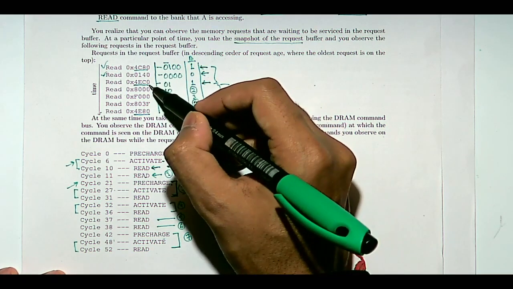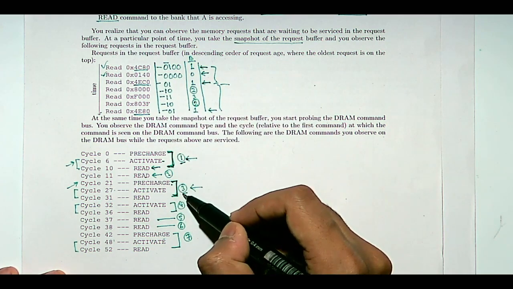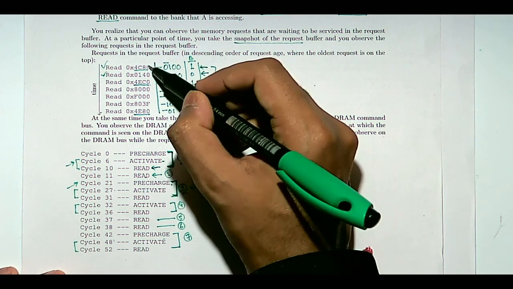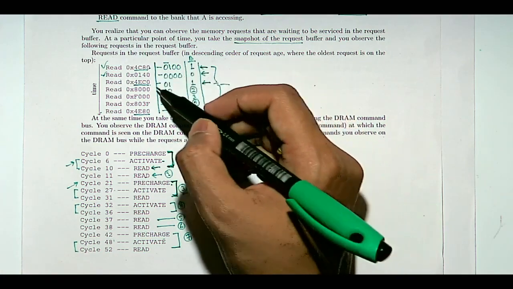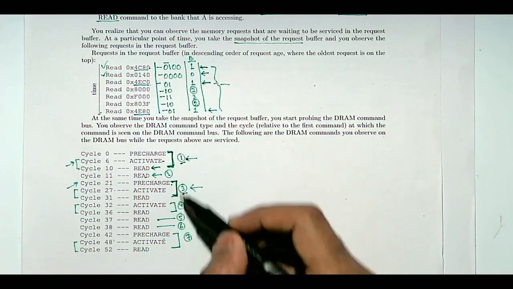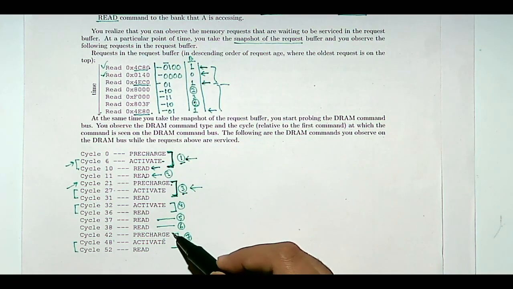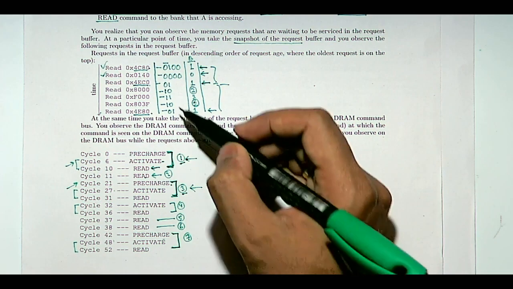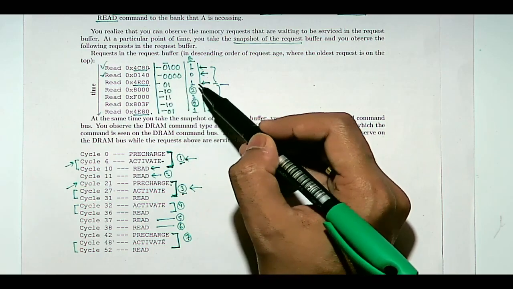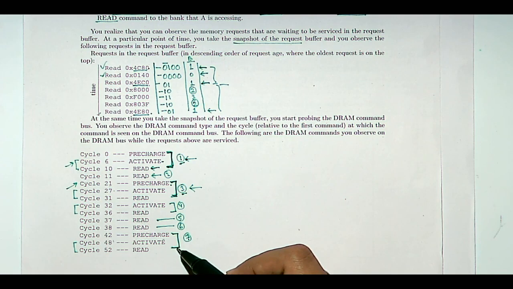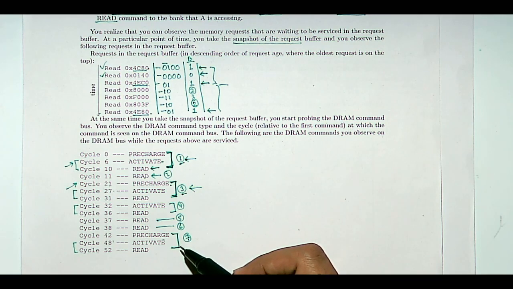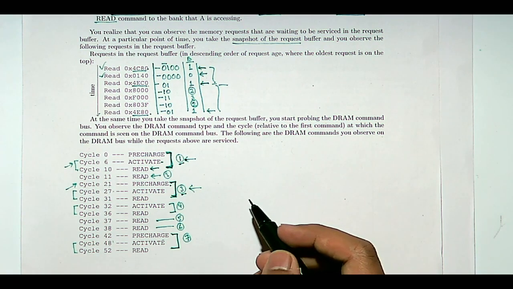Now, if 4EC0 is getting serviced by precharge, that means 4C80 and 4EC0 are not on the same row. That's one hint. Second hint, 4E80 and 4EC0, the last access to the same bank, is also getting followed by the same precharge. So that means these 2 are also not on the same bank, same row. Does that make sense? Okay.